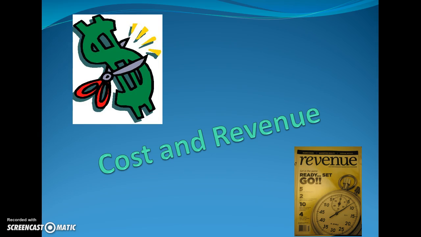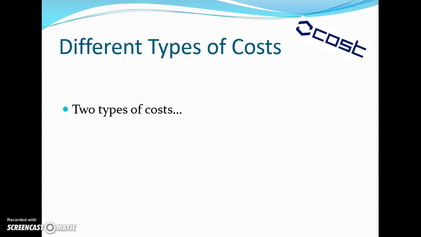Now we're going to move on to cost and revenue. Cost and revenue, here you're going to need to imagine that you're running your own business, okay? Imagine that you're running your own business. So you have costs and then you have revenue. Revenue is money that you make. Costs are money that you have to spend to run your business.